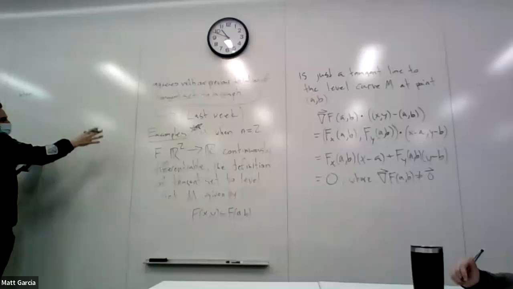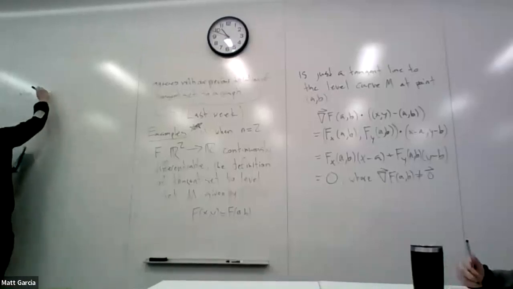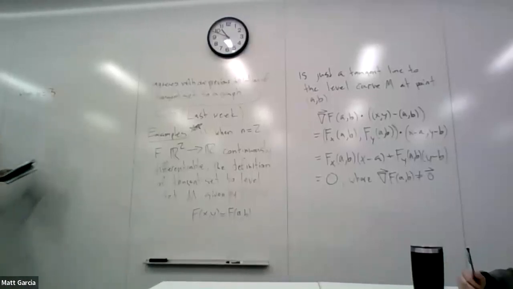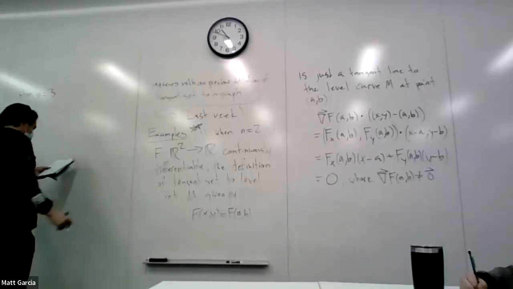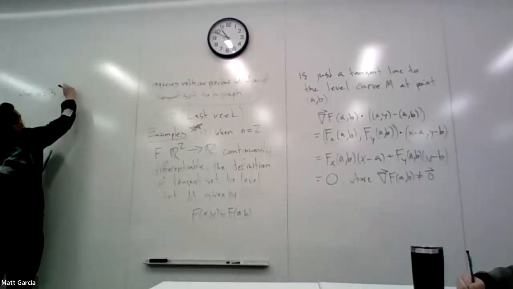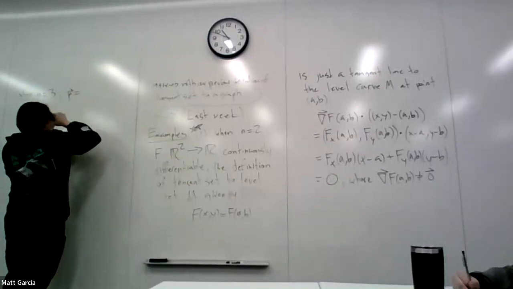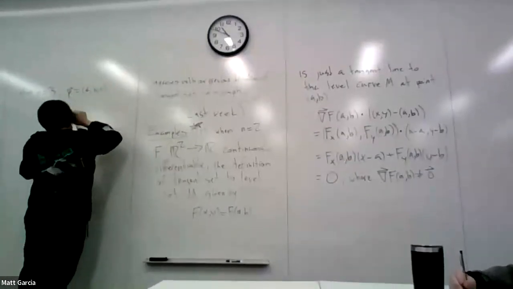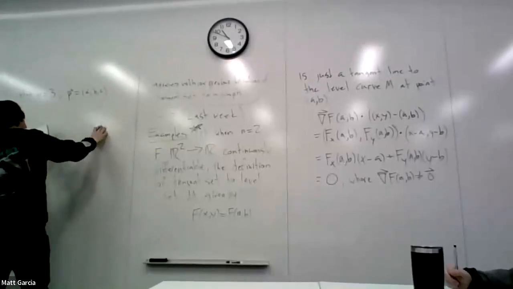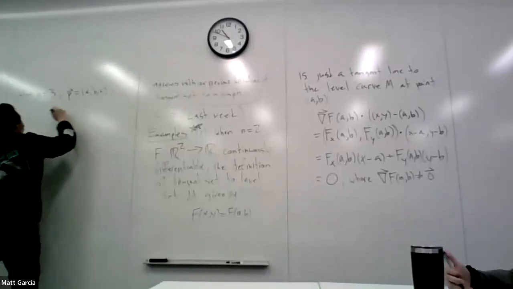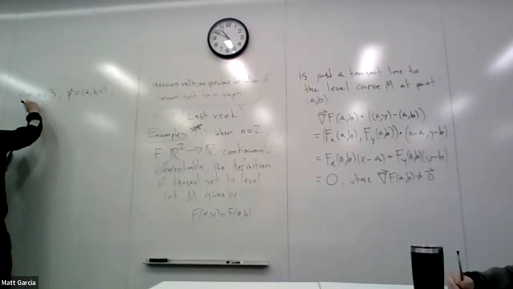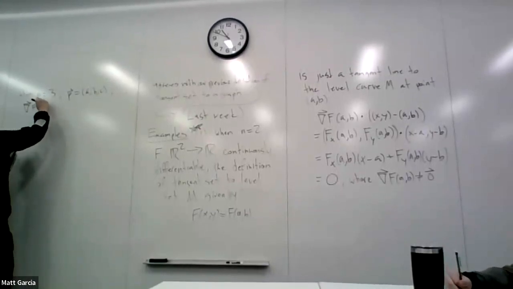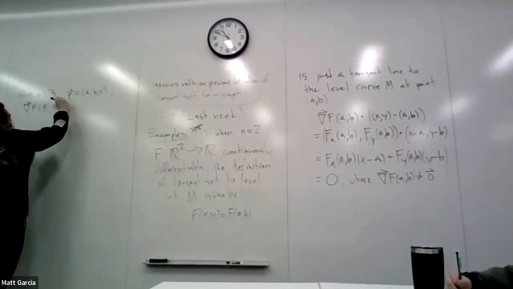Let's continue. Now, tell me some things about what happens when n equals 3. I'll set you up here. We'll take a point p equal to a comma b comma c, and again, insist that the gradient of f evaluated at p is not equal to the 0 vector.